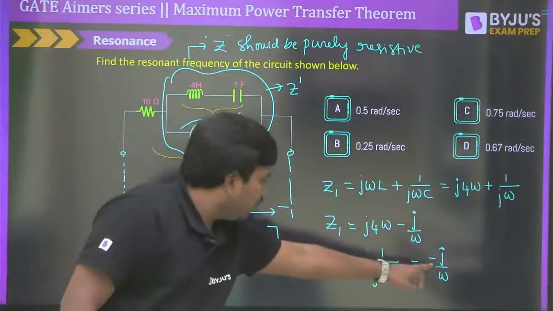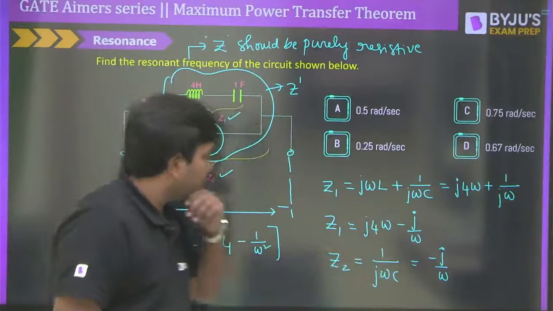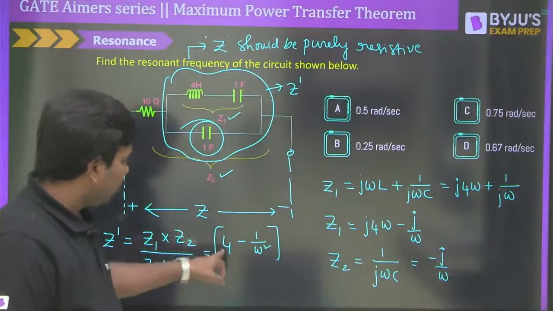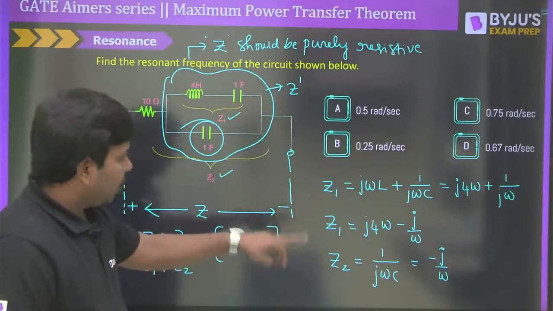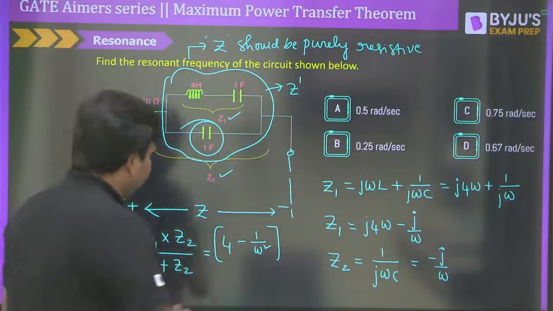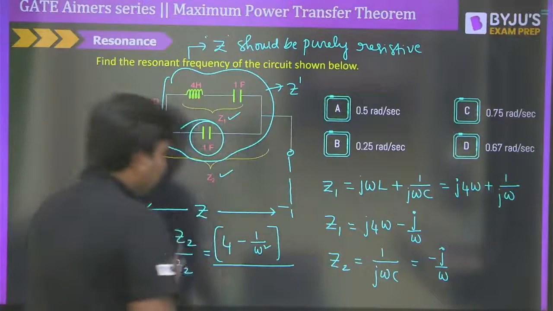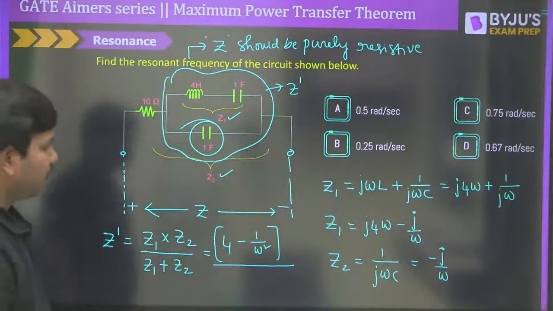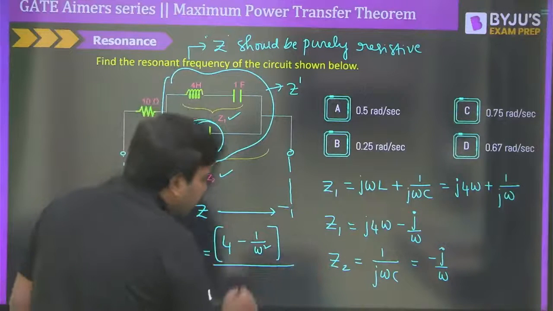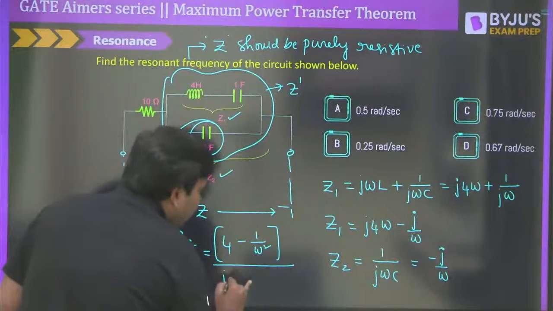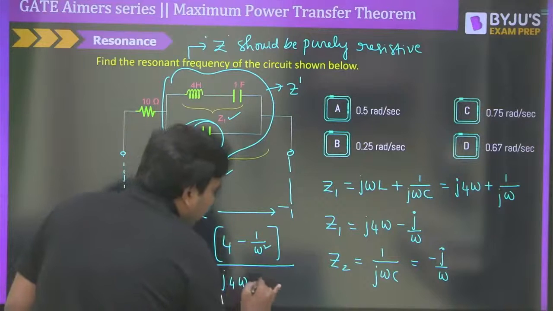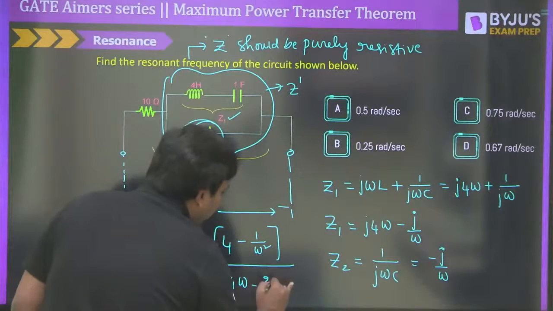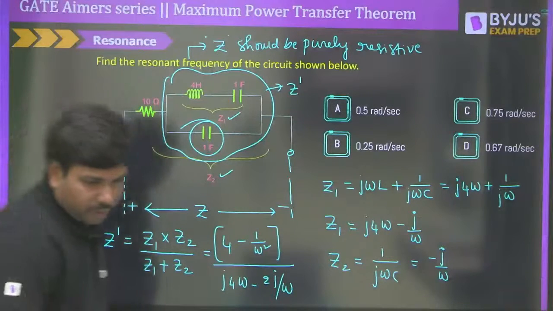So j into j will get cancelled. j into j, j square is minus 1, so plus 1, so 4, that is correct, and plus j into j minus 1 by omega square. Excellent. And all the way divided by z1 plus z2. What is z1 plus z2? z1 plus z2 means it will become j times of 4 omega, undoubtedly, minus 2 times of j divided by omega here. Clear? 2 times by omega, right?